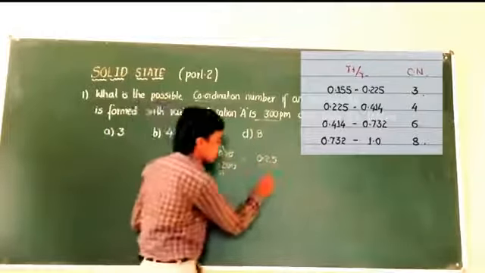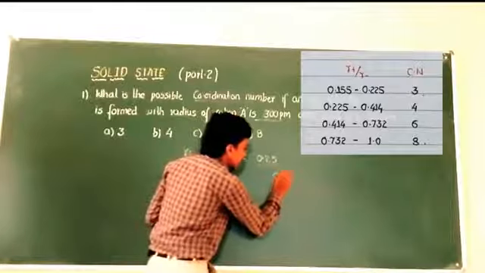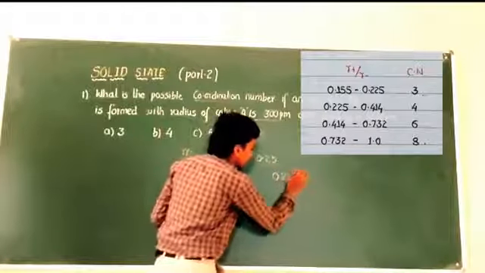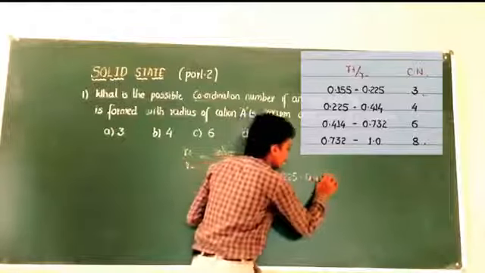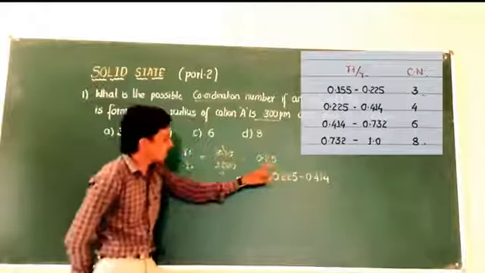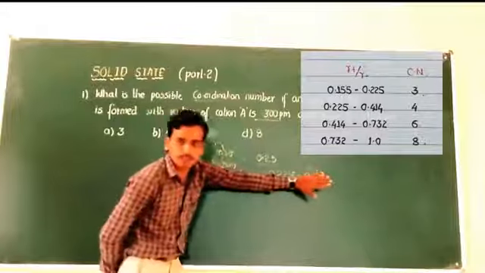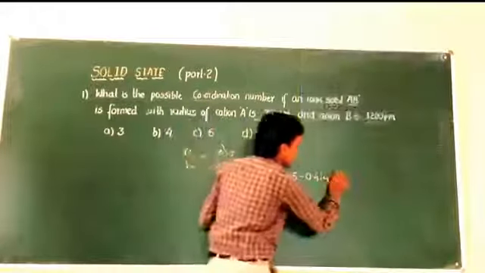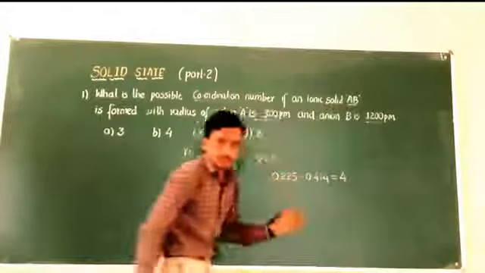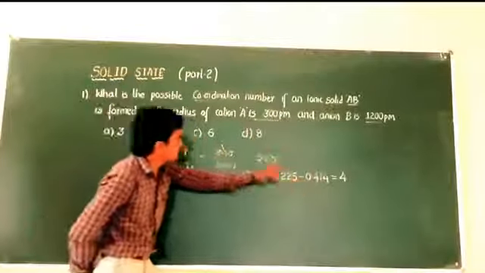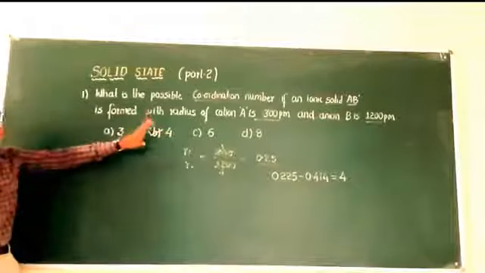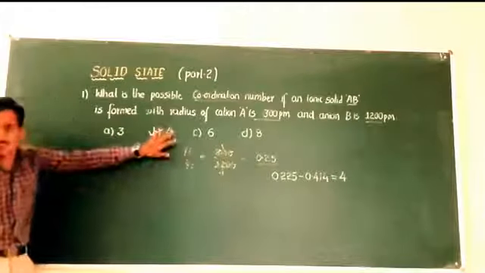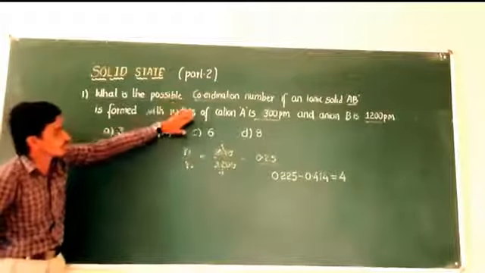What is this 0.25? You already know that if the number is between 0.225 and 0.414, you can see this number lies in between, and the possible coordination number is 4. That coordination number 4 is present in option B. For this question, the answer is option B, coordination number 4.